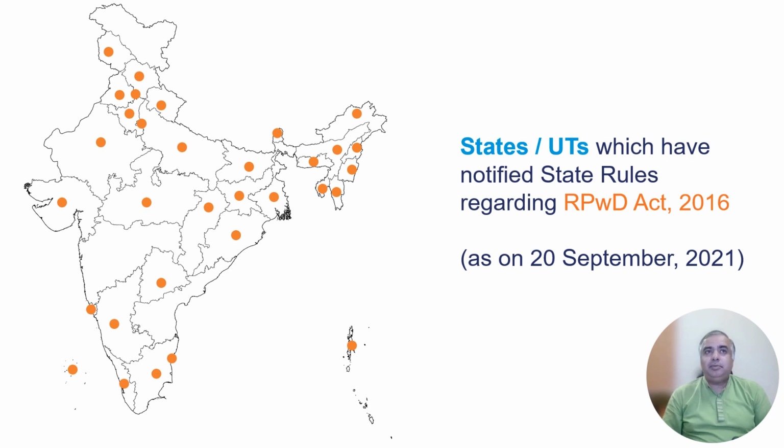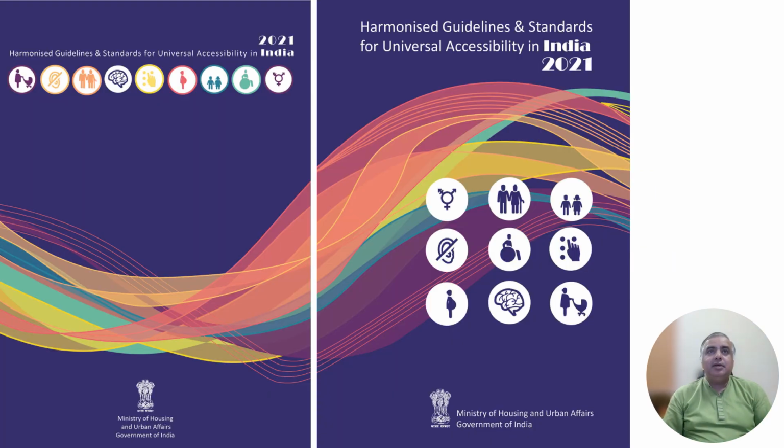Friends, the RPWD Act currently is the spine of inclusive transformation of this nation. States which have notified the state rules regarding this act have been indicated in the landscape of this image of India, where you see the orange dots reflect how this act has actually spearheaded across different states in terms of the state regulatory affairs. And this is how it has led us today to the journey forward.